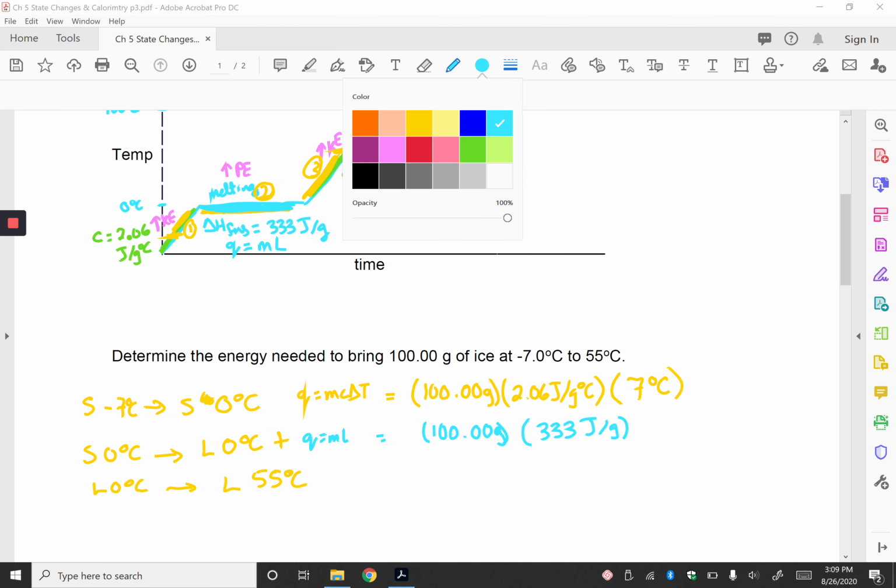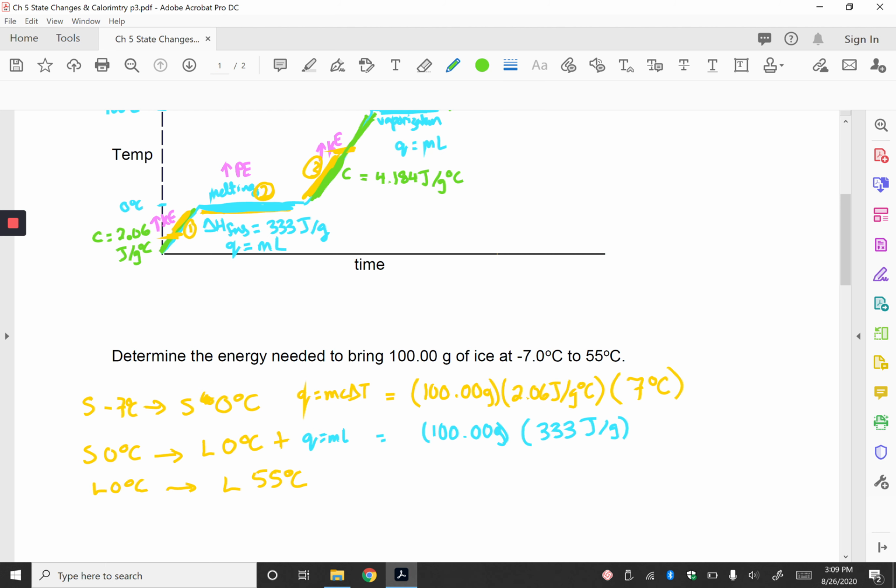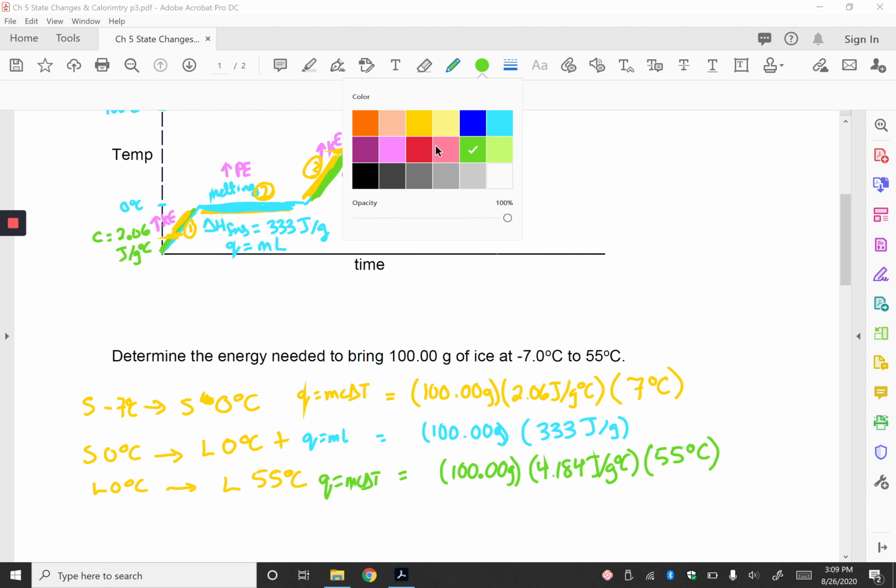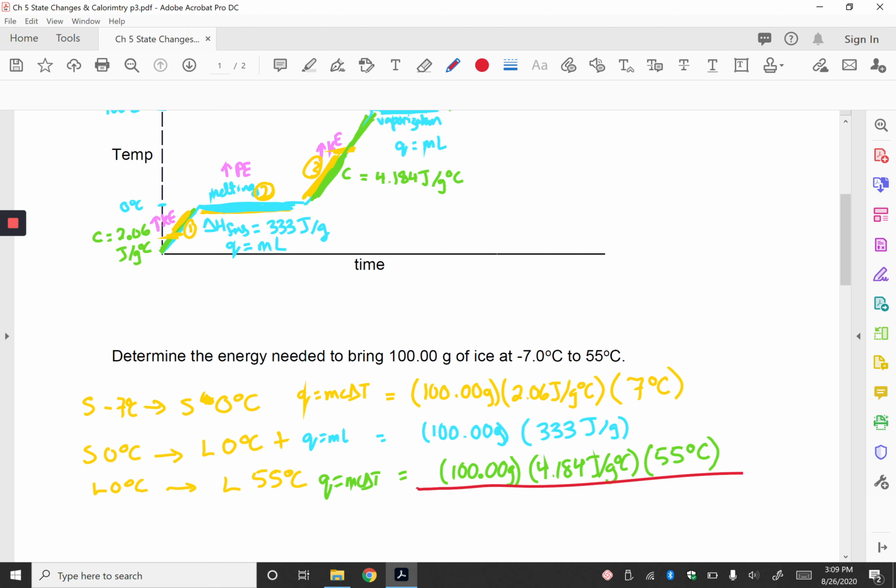Okay, my third step is this one right here, going from the liquid at 0 to the liquid at 55 Celsius. And so that is a temperature change. So I'm going to use Q equals MC delta T. So 100 grams, my C is 4.184 because it's liquid water now, and my delta T is 55 minus 0, which is 55. And I add all of them together.